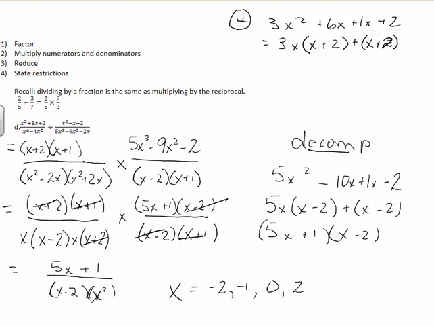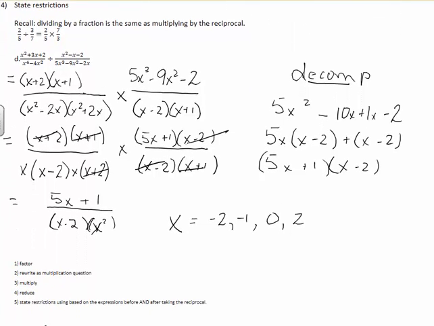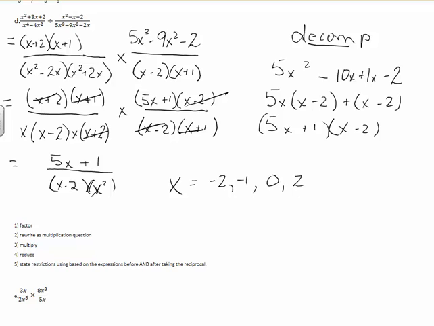The steps are very similar here, and they're written down below. I'll scroll down. You still factor first. You rewrite as multiplication after taking the reciprocal. You multiply, you reduce, and then you state your restrictions. I'm going to leave you with one example to do on your own that you can come to class with tomorrow, and it's E down here.